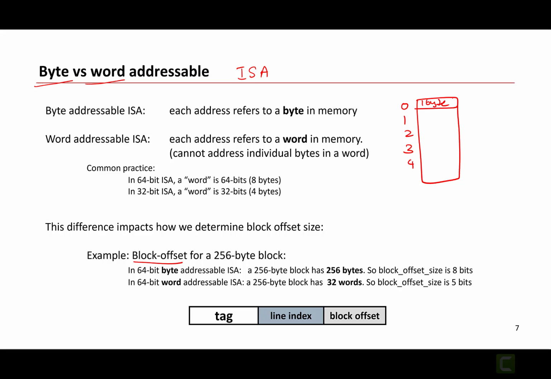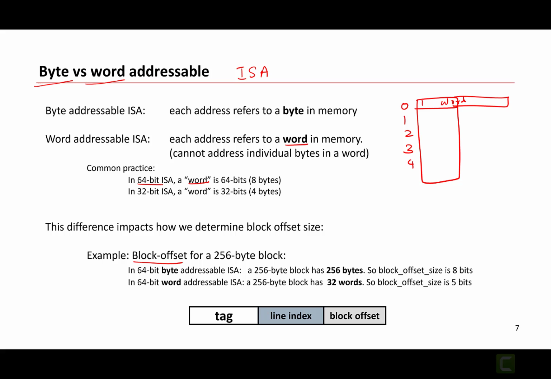In the case of a word addressable ISA, each address refers to a larger data item, and that size is the size of the word. So instead of a byte, it would be a word. Now you may question, what is going to be the size of the word? In common practice, a word is usually the same size as the number of bits that you're used to describe the ISA. So it changes from one ISA to another, unfortunately.